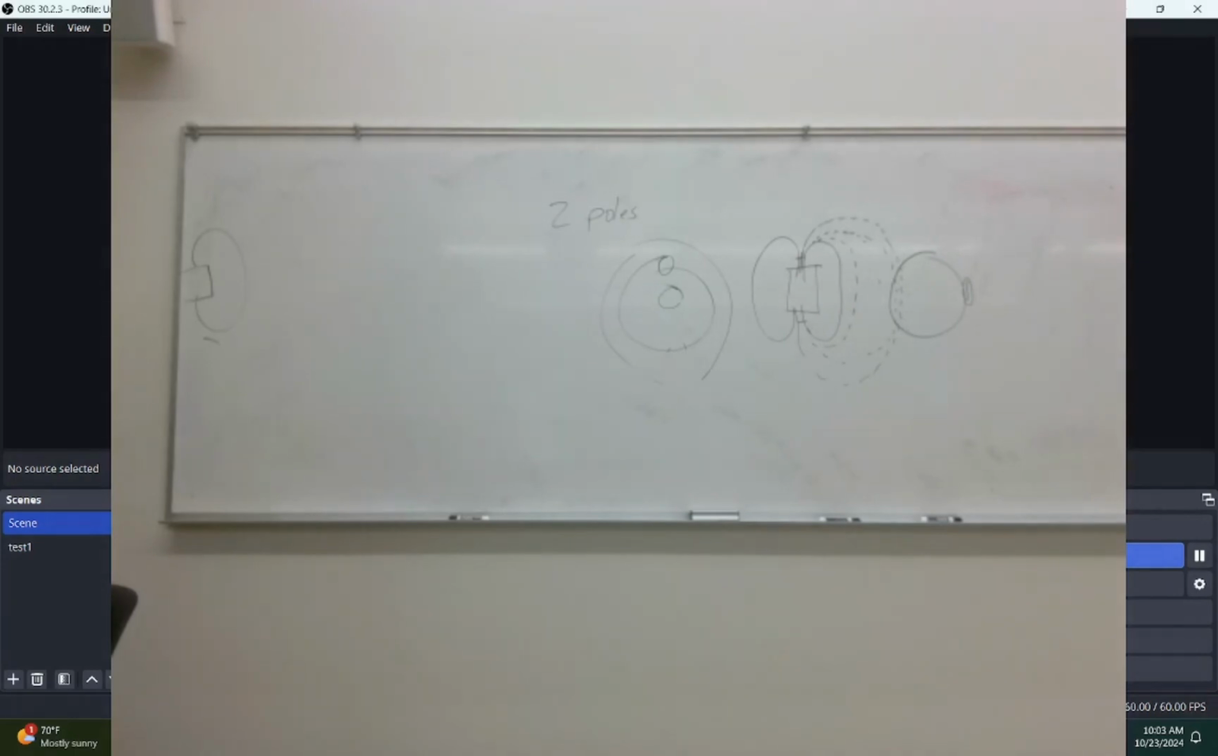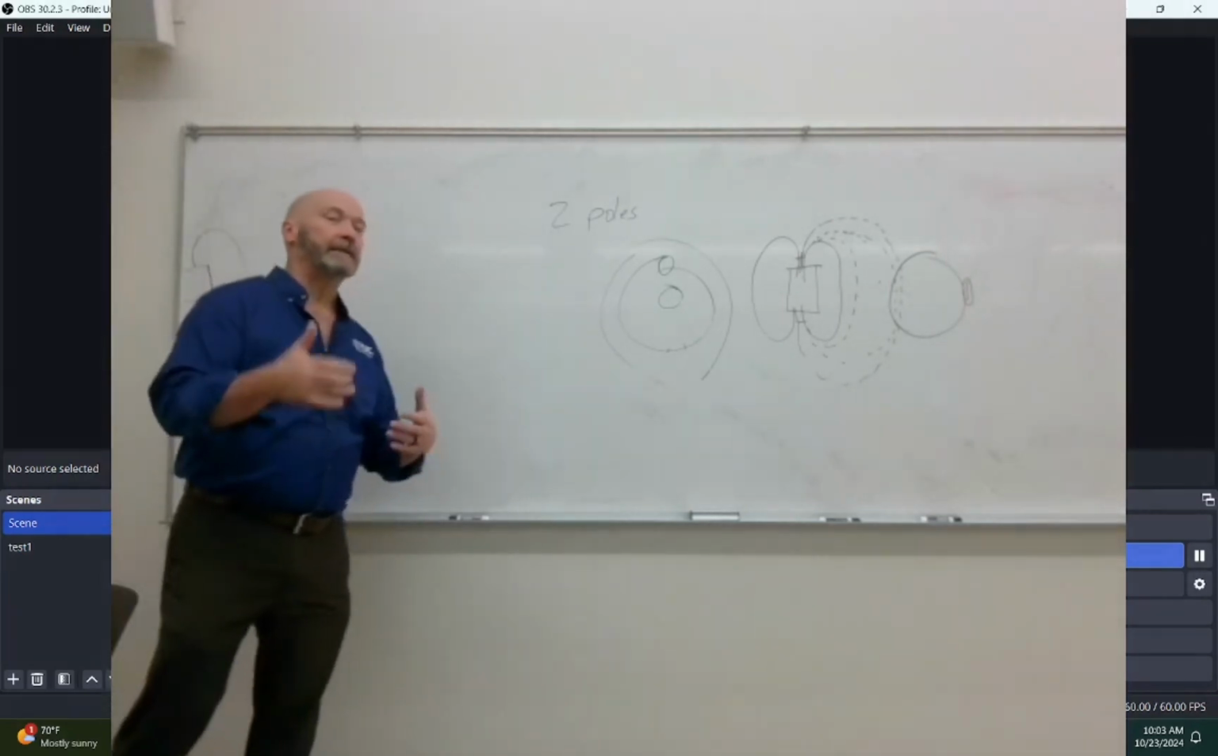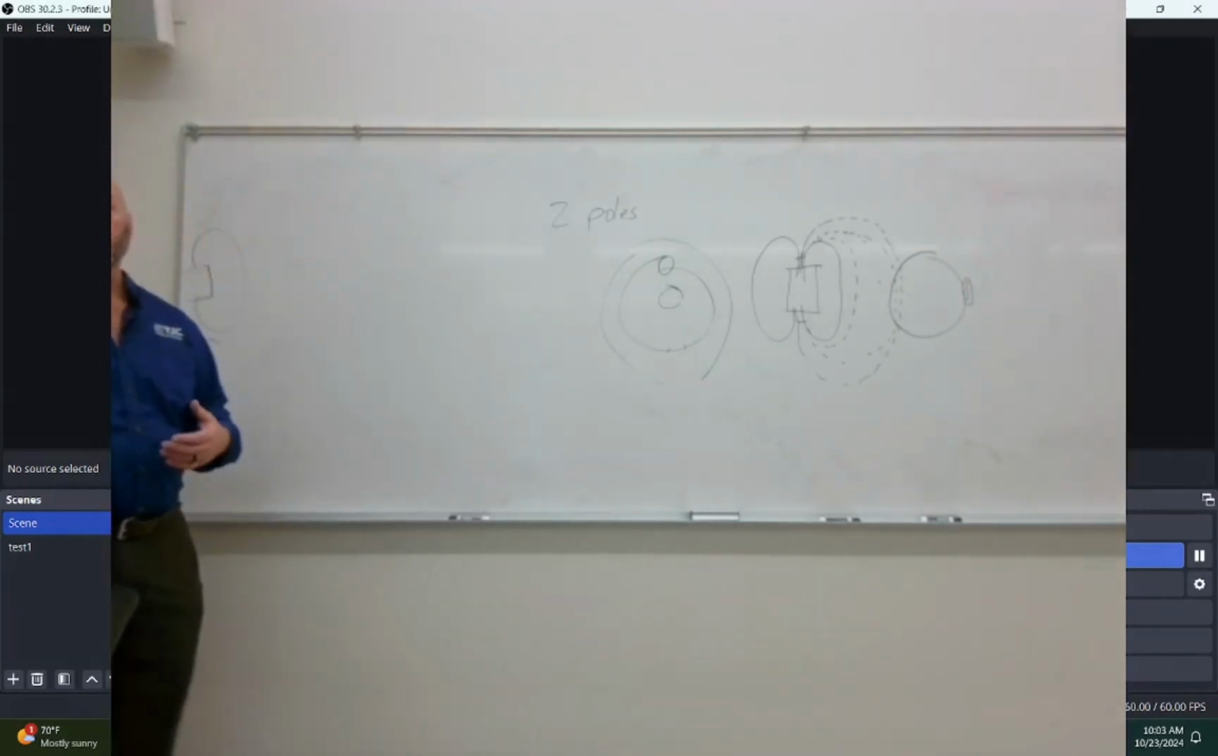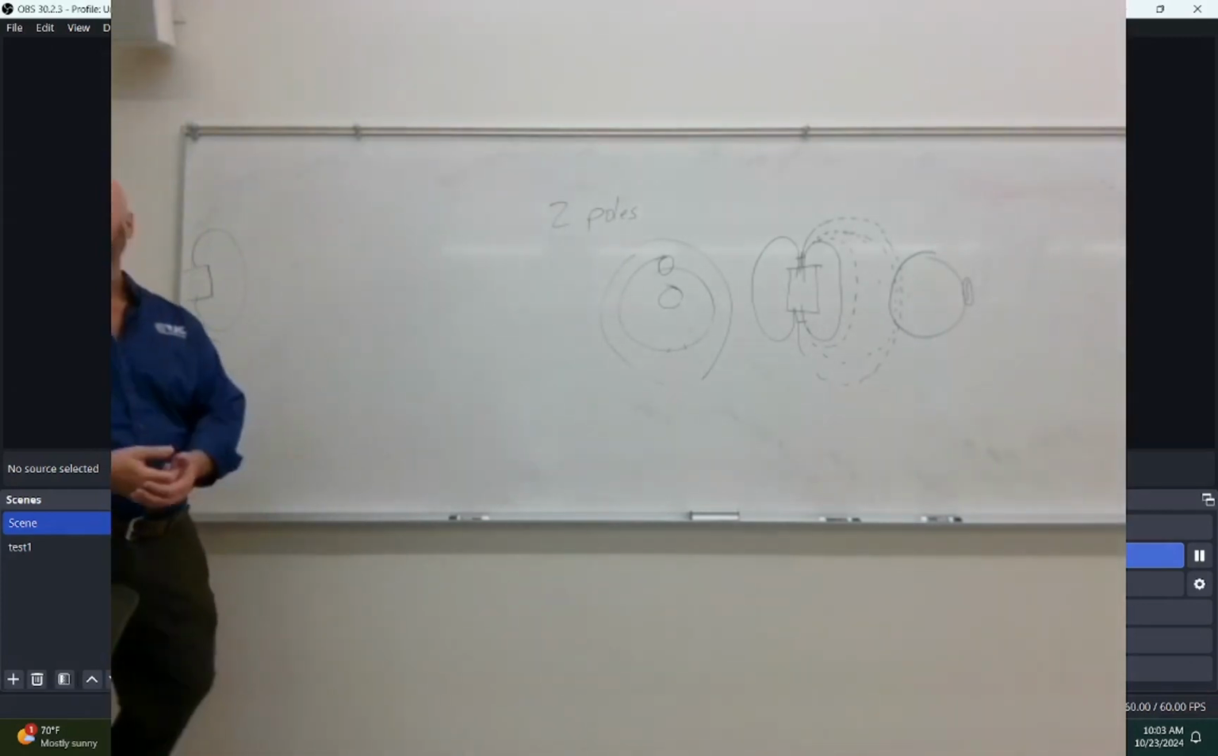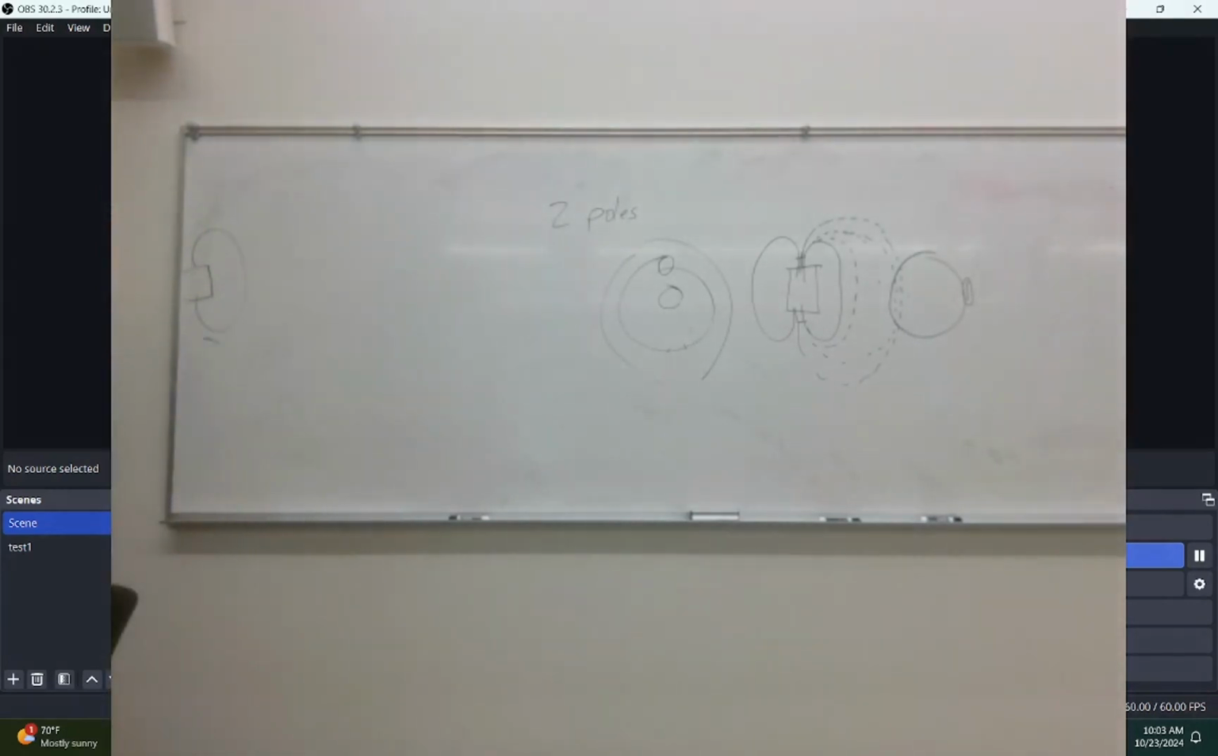So MRI doesn't use any kind of electromagnetic radiation. Yes, it does. It doesn't use ionizing radiation. It still uses electromagnetic radiation because of radio frequency, right? But it doesn't use ionizing radiation.